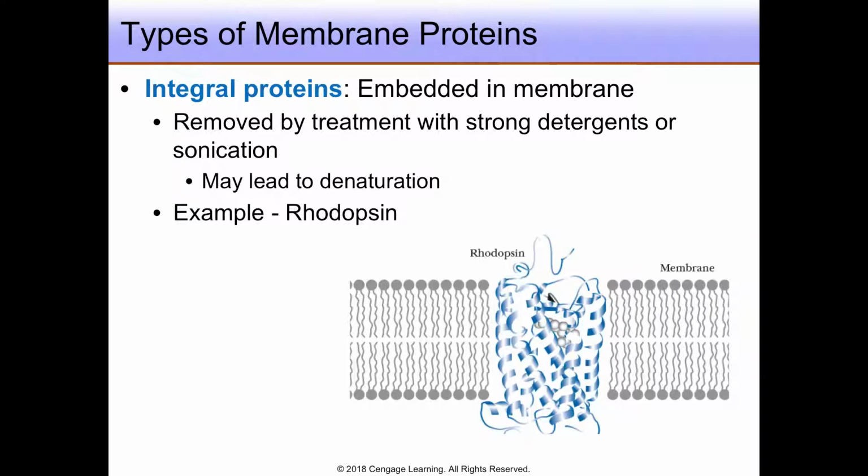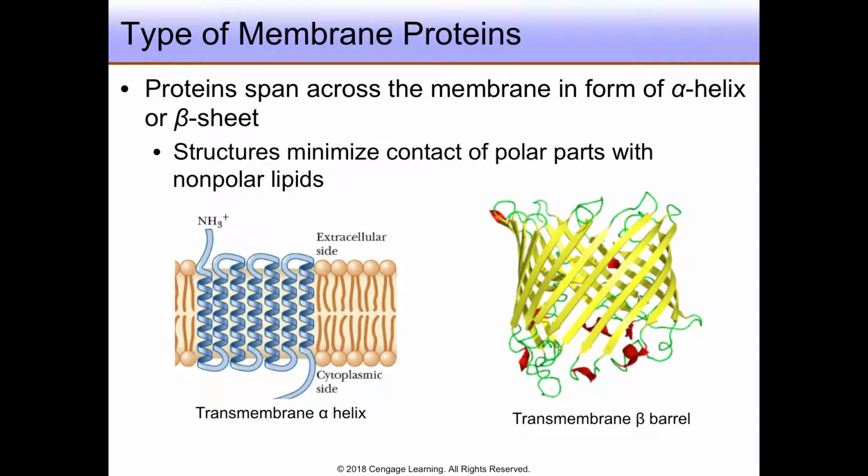These are so strongly embedded in the membrane that it takes more strenuous methods to isolate them, such as the use of strong detergents or sonication. These vigorous methods may even lead to protein denaturation. Integral membrane proteins always exhibit secondary structure in the portion that crosses the bilayer.